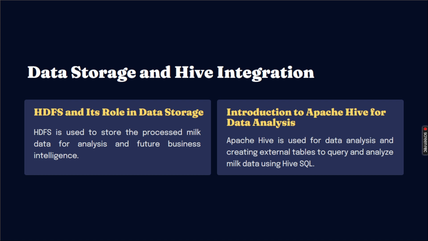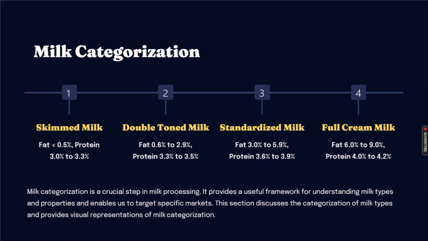At last, the data storage and the Hive integration. HDFS efficiently stores the processed data, and additionally we can integrate HDFS with Hive for data analysis. In Hive, we implement milk categorization using SQL queries. This process segments milk into various types. In this way, we do the milk categorization.